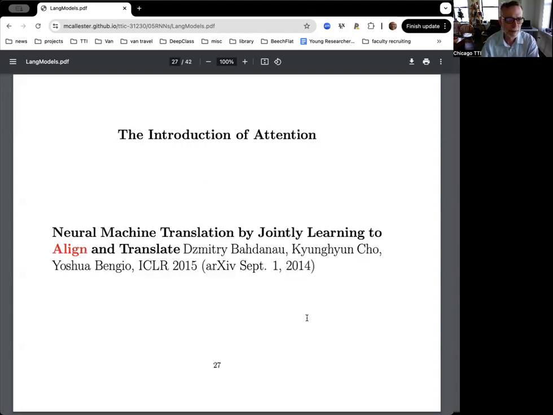All right, let's skip to this, the introduction of attention. So this paper appeared almost simultaneously with Ilya Sutskever's paper. This is not yet the transformer. It's still 3 years before the transformer, but this is what introduced attention.